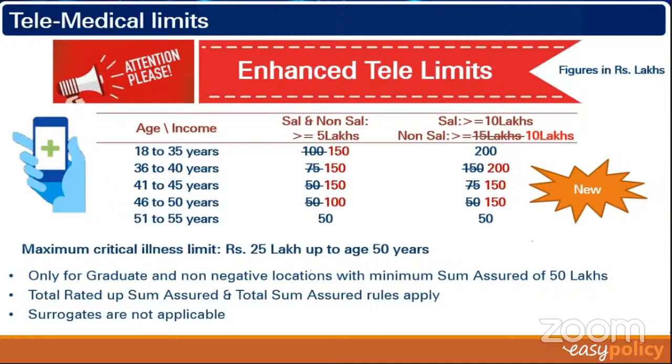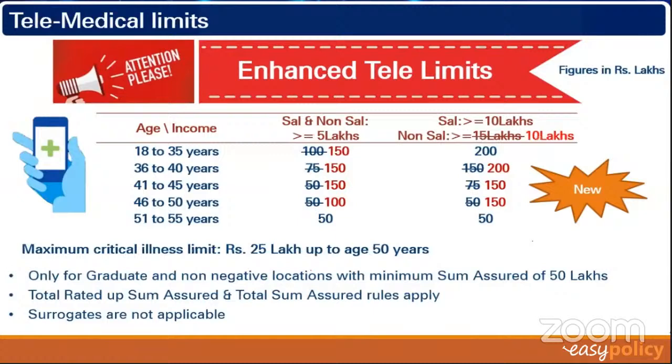This means if that person is taking a cover of 1.5 CR and he is in the age bracket of 18 to 35 and his income falls between 5 to 10 lakhs, then that person is eligible for telemedical. So if this profile matches with your customer, you can tell him that we can go for ICICI. There will be a telemedical. You don't have to go for the physical medical.